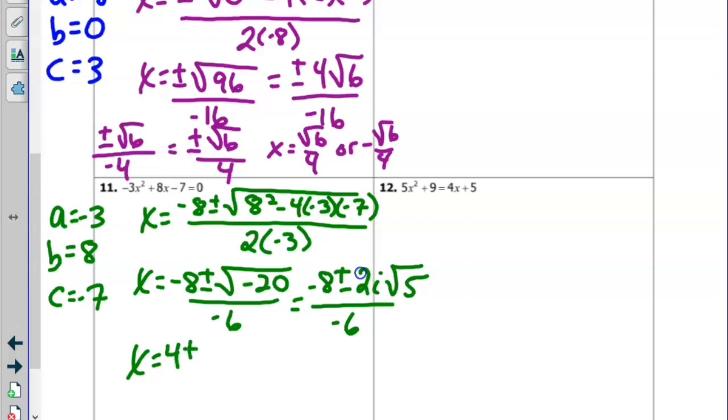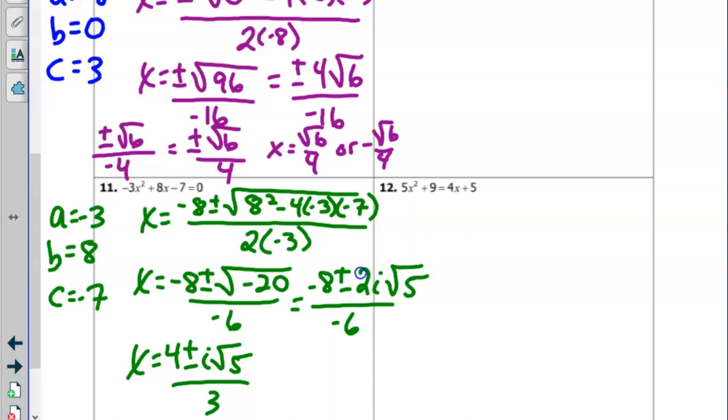So we said plus or minus i square root of 5 over 3. We divided by a negative, which is why that 4 became positive, because the numerator is negative and the denominator is negative. So it becomes 4 plus or minus i square root of 5 over 3. Did everybody catch all that?